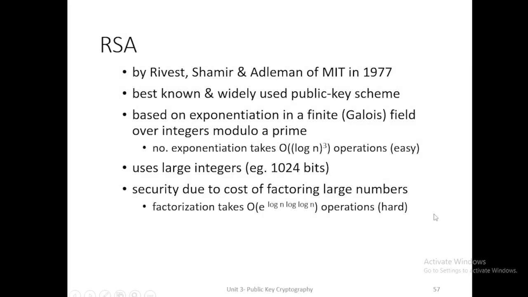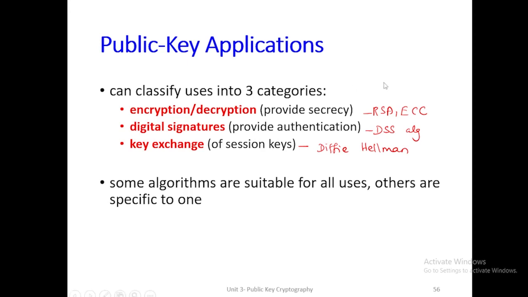Welcome to cryptography session. Today I give an introduction about RSA algorithm. In public key applications, there are three categories available. Using the public key, we can do encryption and decryption process. For that application, we normally use an algorithm called RSA algorithm and elliptic curve cryptography algorithm.